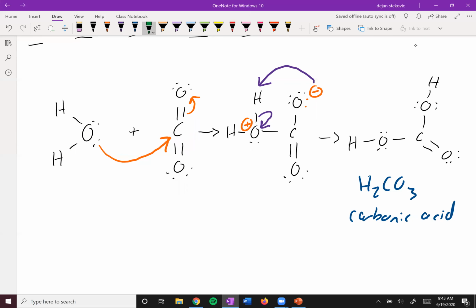And then you want to know which one's the Lewis acid and which one's the Lewis base. So in this case, the water was what donated the electron pair. And so this is the base. And then the CO2 accepted it. And this is the acid.